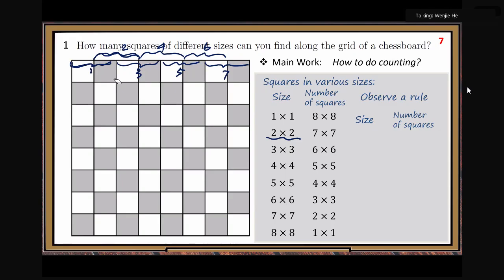We need to summarize. Okay? Yeah. That rule, here, let me give it to you. All right. Can you see? So if 1 by 1, we just take 1. Here, 8 by 8, we just take 8. 1 plus 8 equals 9.